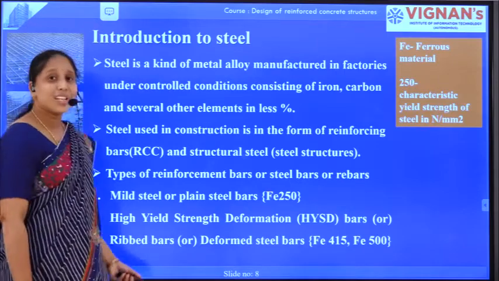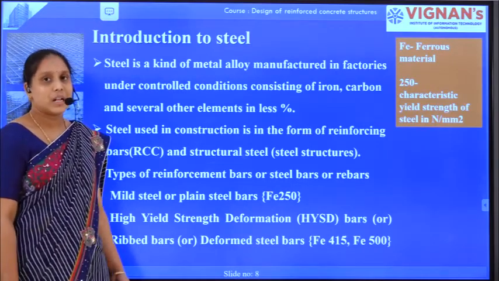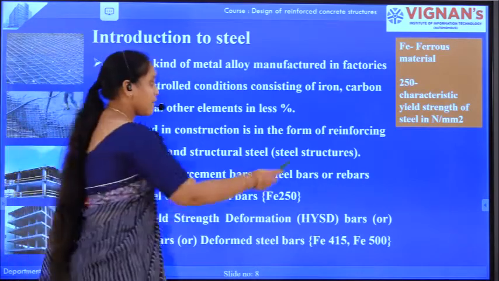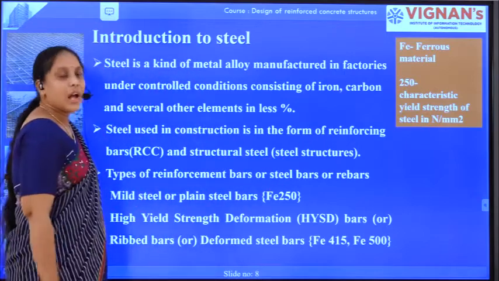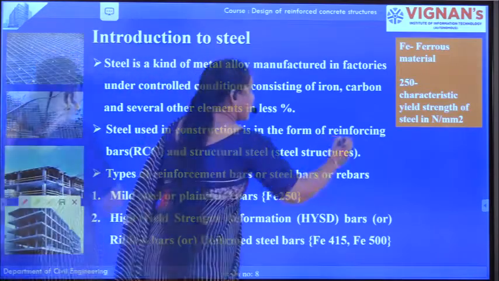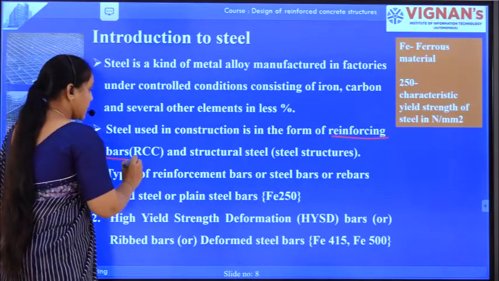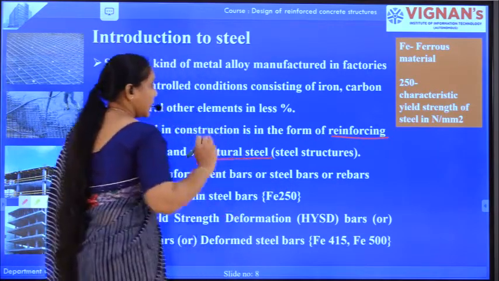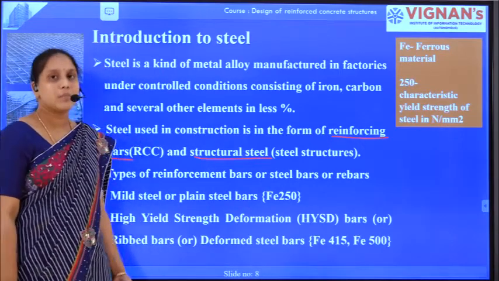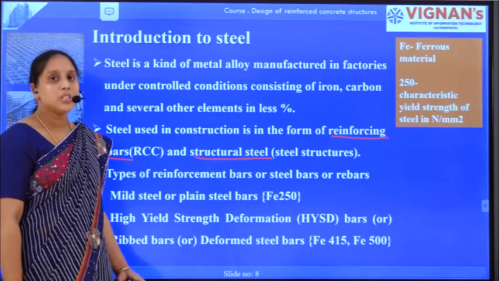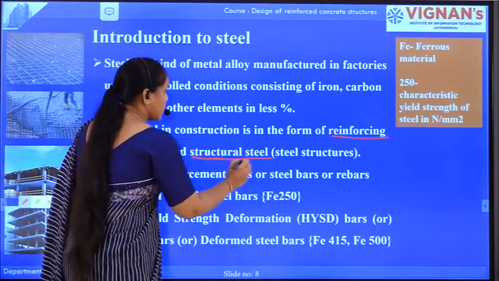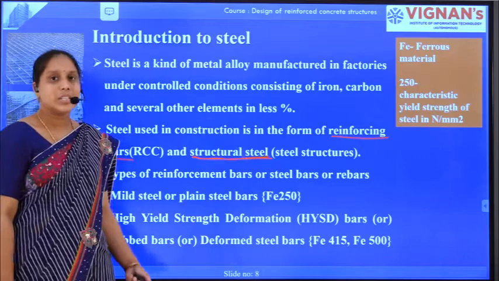Generally the steel which is used in construction is in two forms. One form is reinforcing bars and the other one is structural steel. The steel in the form of reinforcing bars is used in reinforced cement concrete constructions, and the steel in the form of structural steel is used in steel structures.